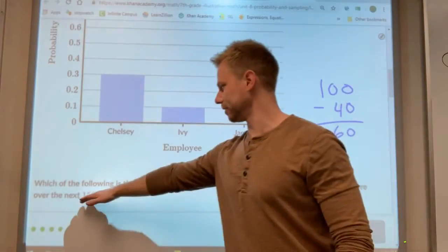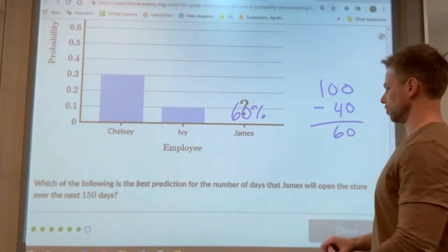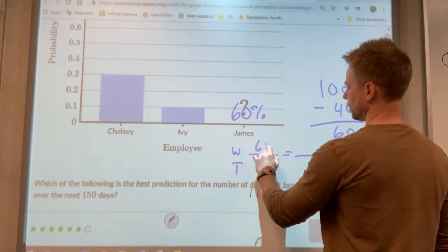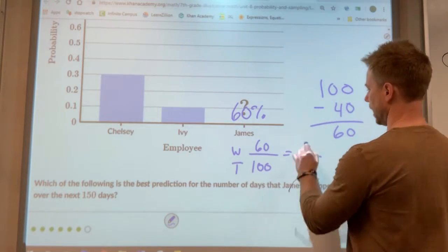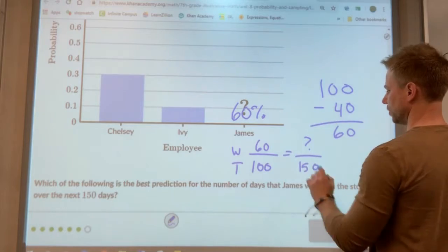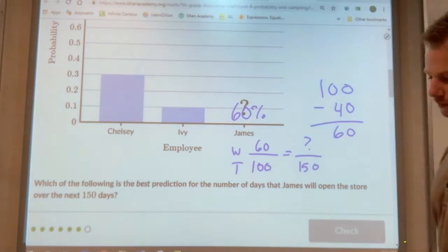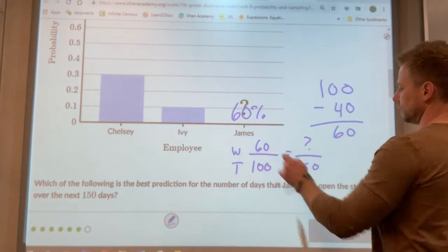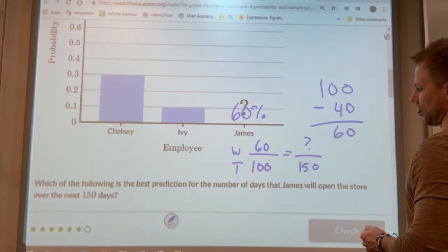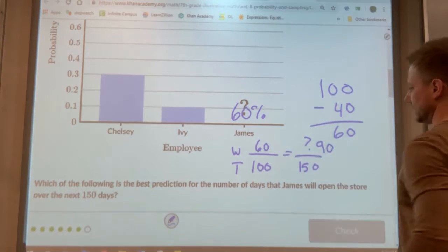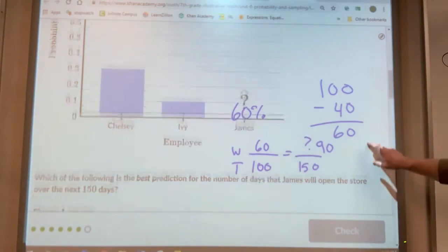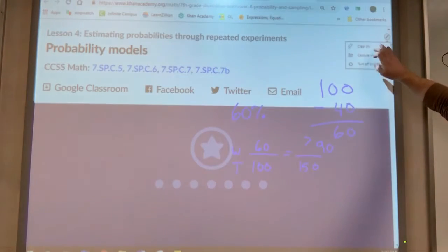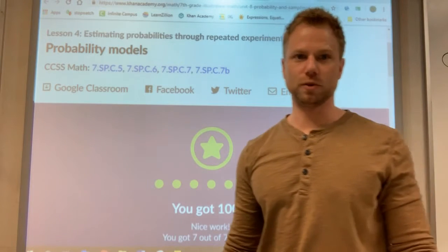Now, over the next 150 days, how many of those will James open the store? Well, we have our want and our total. If he's opening 60 out of 100, then how many days will he open out of 150? Cross multiply, divide. So that looks like 90. 150 times 6 is 9,000. Divided by 100 would be 90. So 90 out of the next 150 days, he will be opening the store. Good. All right, that's all for examples. Let's get to our practice.